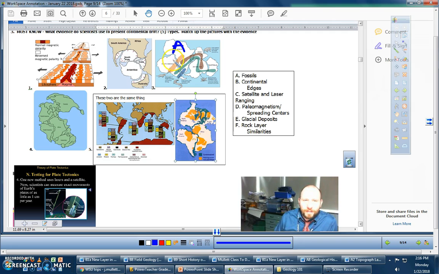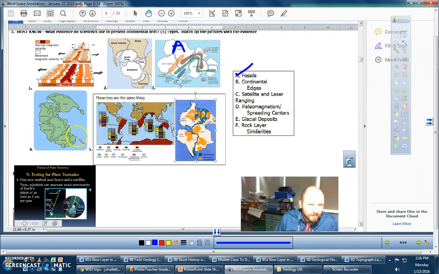And so for them to exist on the east coast of South America and the west coast of Africa, the only way for this to have been true is for these continents to be together at some point in the past. You are correct, this is Pangea. And so fossils, check. Next up, let's get over to that Pangea idea.